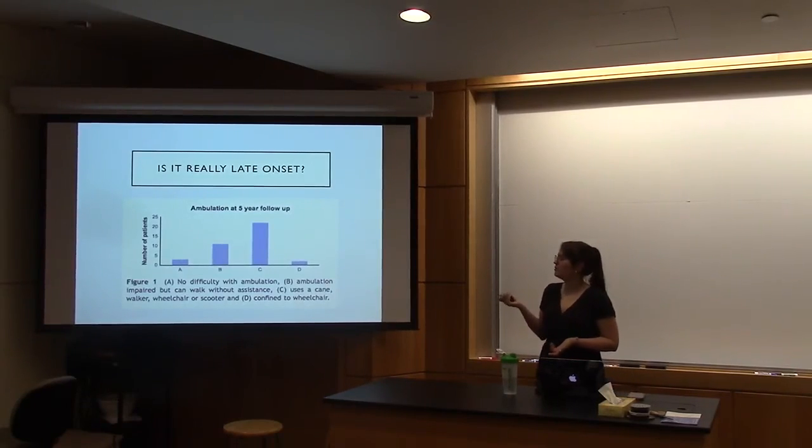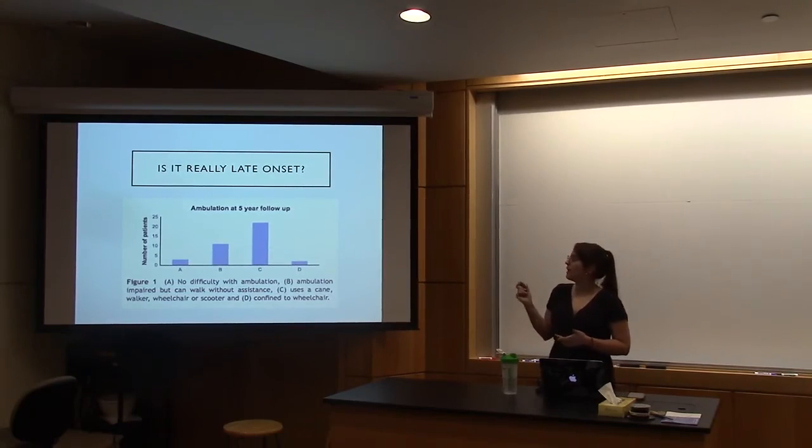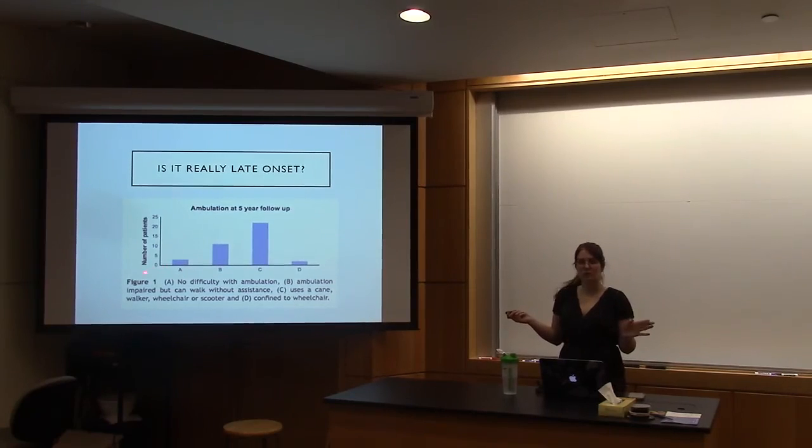Another study really tried to characterize late onset by following a group of patients for 5 years. This is the graph at their 5-year follow-up, their last appointment, and they separated the patients into 4 groups. This group right here had no difficulty walking or moving whatsoever. This one is some kind of impaired walking, maybe limping, but they could still get around just fine. We have group C, which is use of a cane, walker, or wheelchair. And D is patients who are confined to a wheelchair.